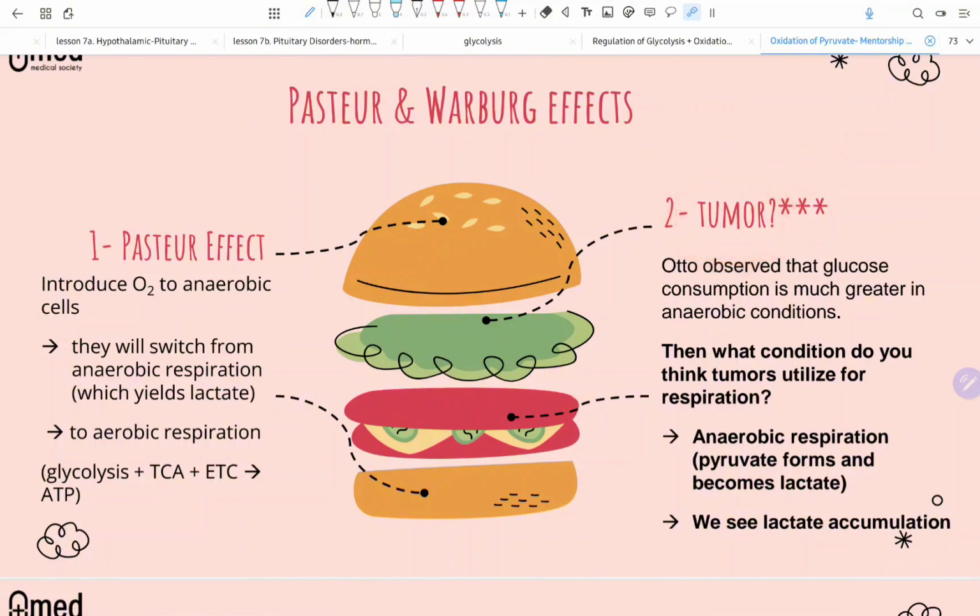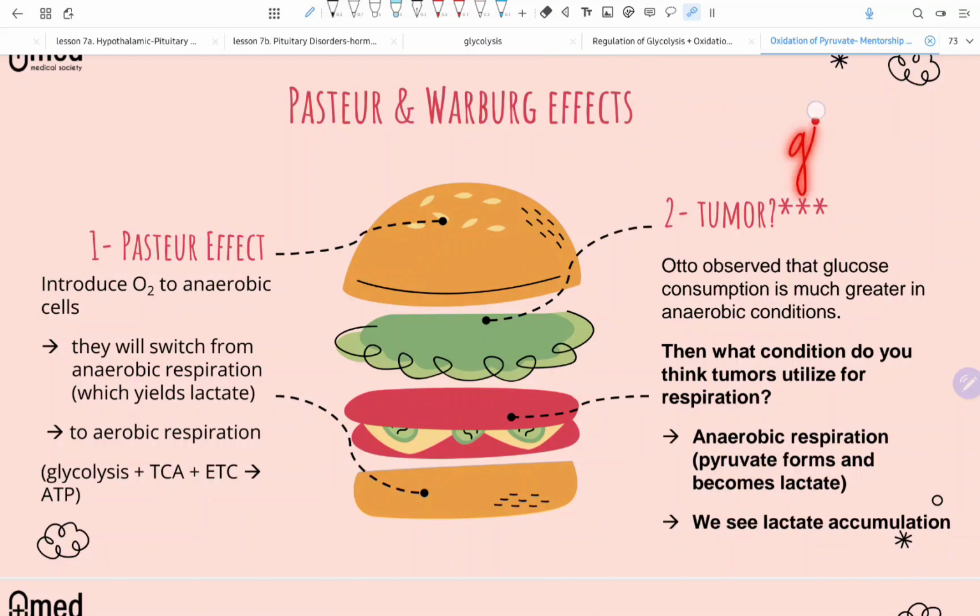Now, what does that have to do with tumors? So basically, if you remember what a tumor is, the abnormal growth of cells, it's growing to a point that the capillaries cannot keep up with the supply to this tumor. So what's going to happen is that the tumor is going to live in hypoxic conditions, right? And if I ask you now, what type of respiration does a cell depend on if it has low amounts of oxygen?